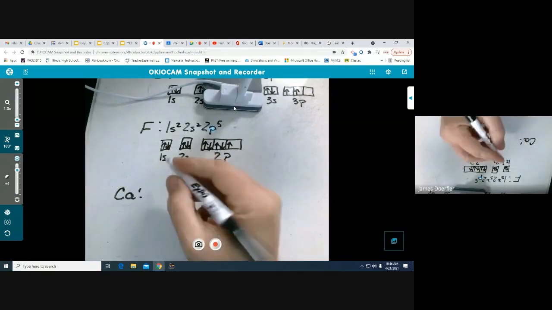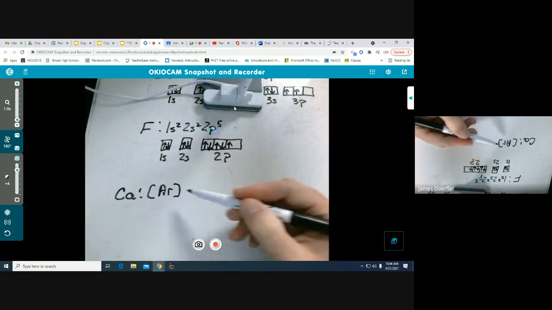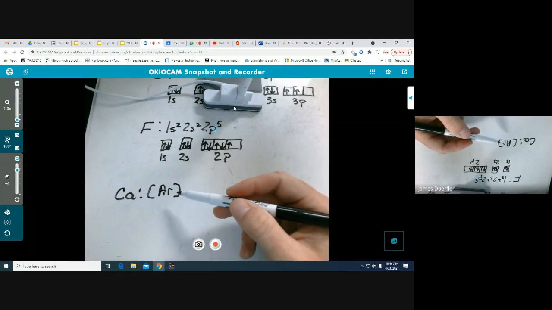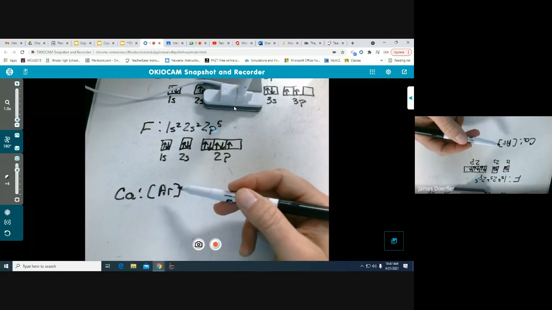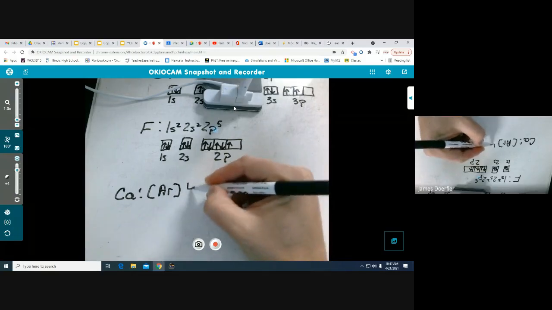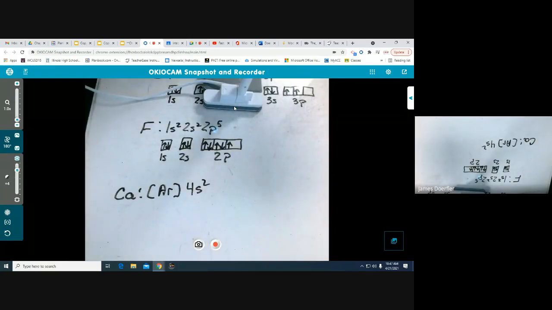So that is argon. And again, when we do this, we place the symbol for the utilized noble gas in brackets, and that now becomes our new starting point. So we're starting from here, and we need to get here. So what do I write here first? 4s2. And that's it. Again, it's a very simple one to do for these orbital diagrams, but hey, it's still doable.